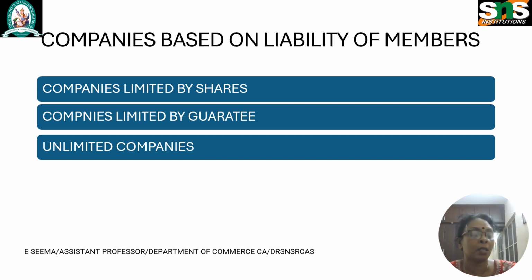Government companies are registered under the Companies Act, but their ownership and control are effectively retained by the respective government by holding the majority of shares. A subsidiary of a government company is also treated as a government company. These are all the types of companies based on the liability of members, that is company limited by shares, company limited by guarantee, unlimited companies, and government companies. Thank you.